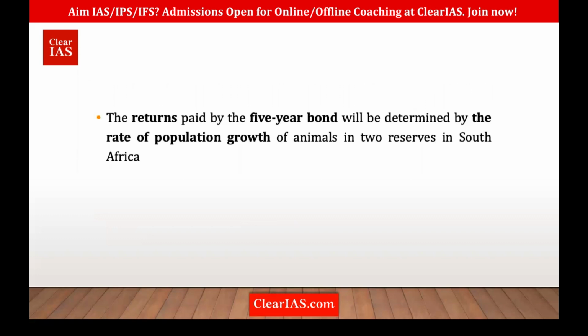So one of the important things is the particularity of this 5-year bond. The returns, like how much you're going to profit from the bond, are determined by the population growth of the animals. For example, if the black rhino population doubles or increases in the coming 5 years, then this wildlife conservation bond will have good returns. So the profit from the bond is determined by the population growth of that particular species. In this case, it is the black rhinos in South Africa.